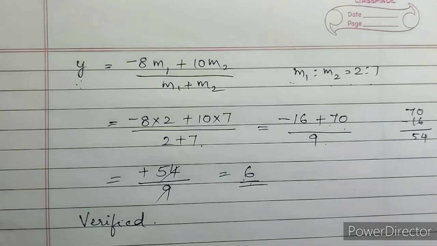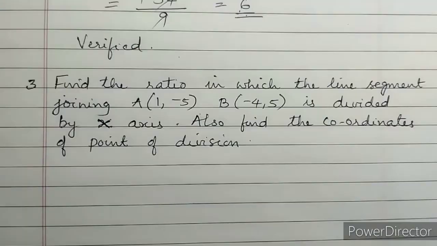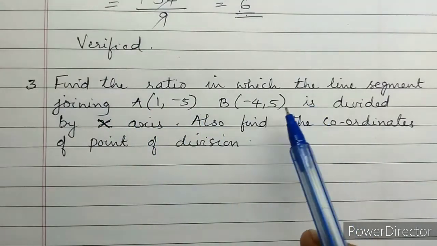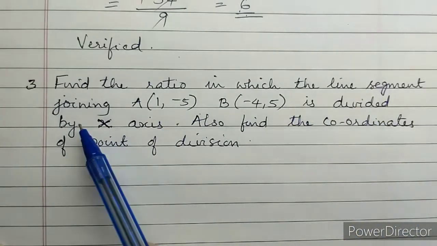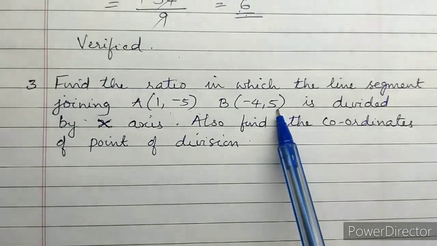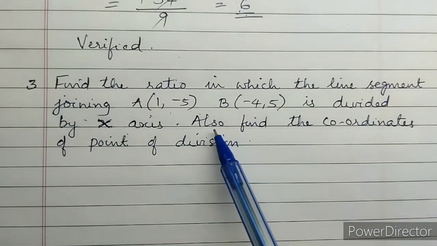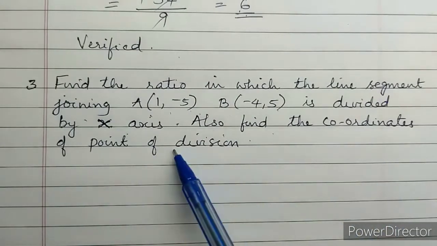So hope you understood, children, how to find the ratio if the ratio is not given and the other 3 coordinates are given. Now next sum: find the ratio in which the line segment joining A (1, minus 5) and B (minus 4, 5) is divided by the x-axis. Also find the coordinates of the point of division.